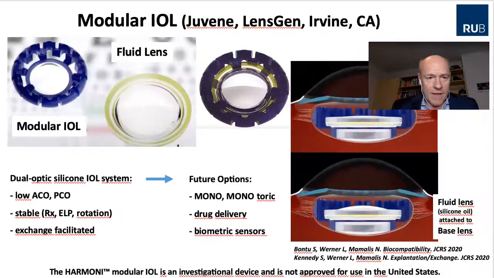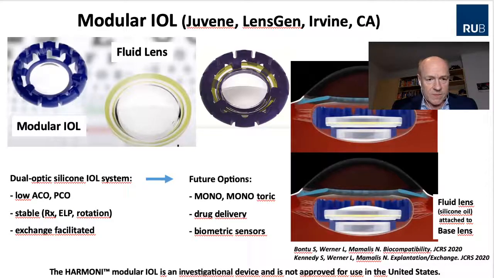And the last one is the Juvene from LensGen. It comes as a modular IOL, and the fluid lens then is implanted into this modular IOL, and at accommodation the forces are transduced to the modular IOL, which is attached to the fluid lens that contains silicone oil and is expected to change its anterior curvature, giving accommodation.